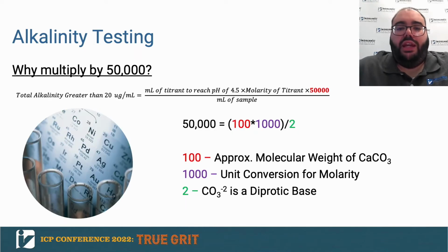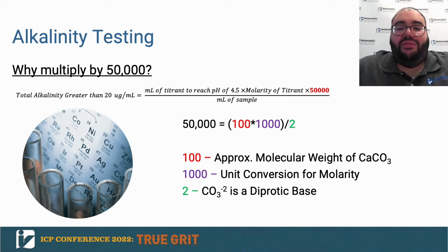Okay, so in this slide I've kept the same calculation for total alkalinity that you expect to be greater than 20 ppm. So we can take a look at where that 50,000 slots into the equation. But really the 50,000 comes from the equation that you see on screen that I've tried to color code for you. So it's really 100 multiplied by 1,000 divided by 2.